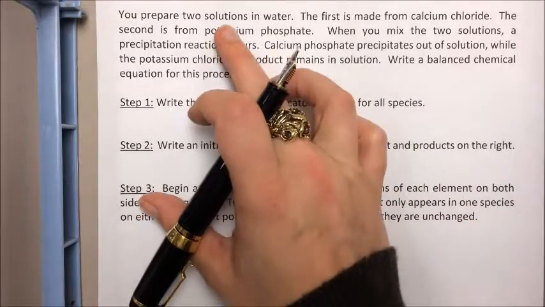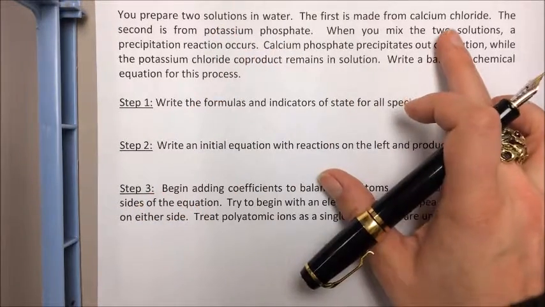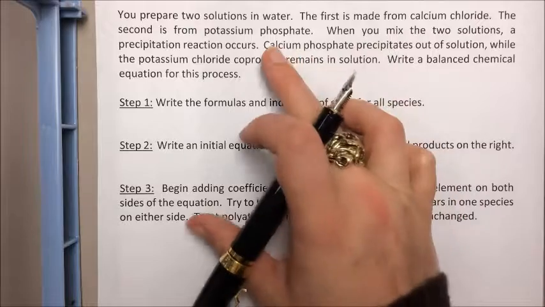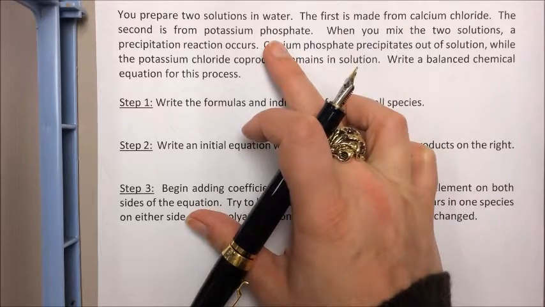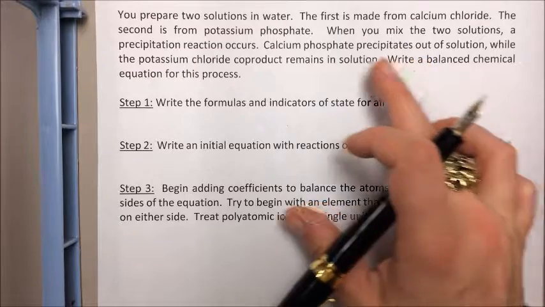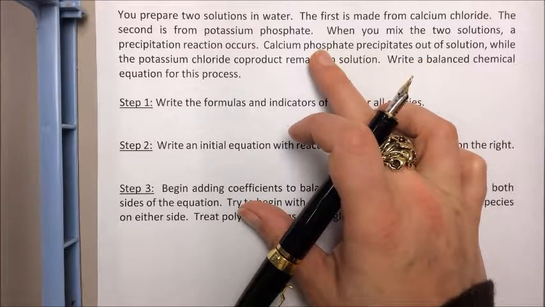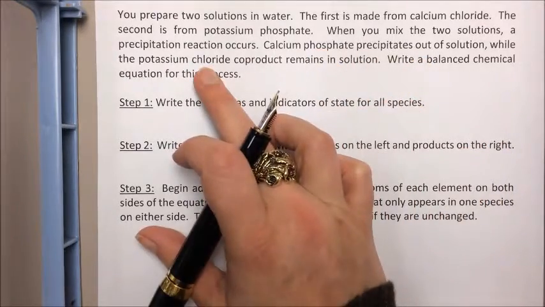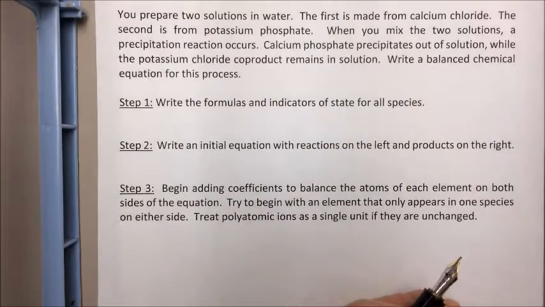So you prepare two solutions in water. The first is made from calcium chloride. The second is from potassium phosphate. When you mix the two solutions, a precipitation reaction occurs. Calcium phosphate precipitates out of solution, while the potassium chloride coproduct remains in solution. We're going to write a balanced chemical equation for this process.